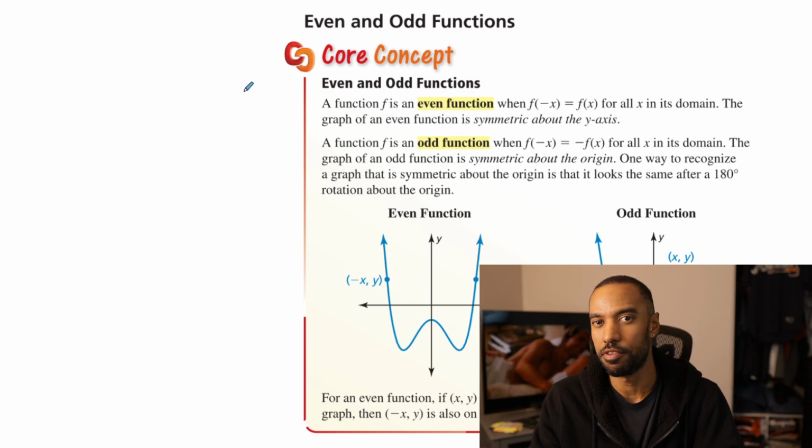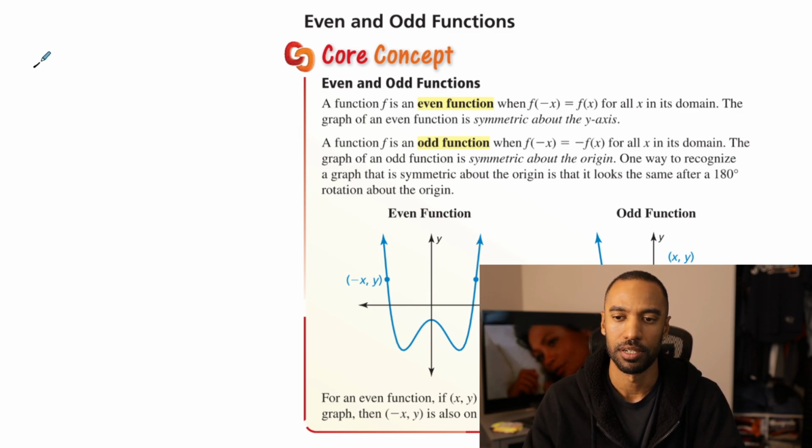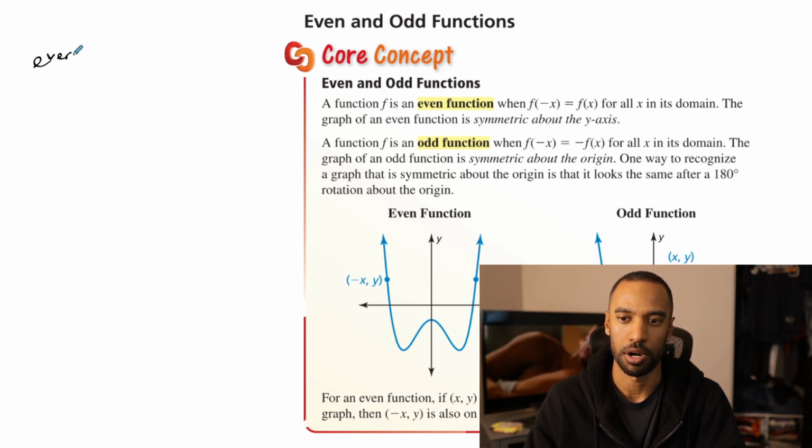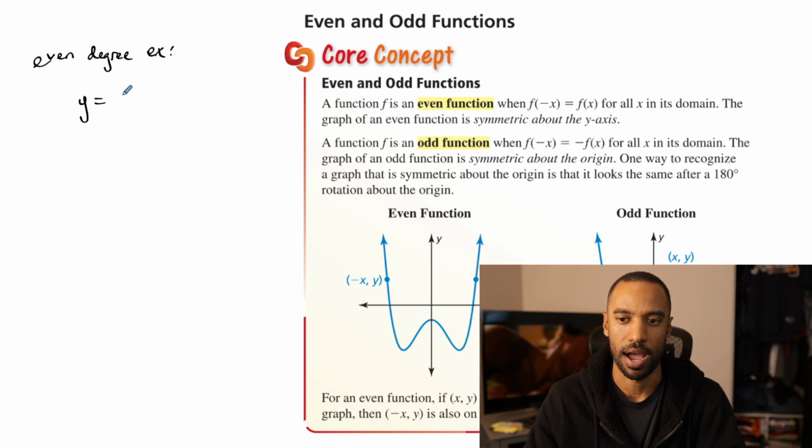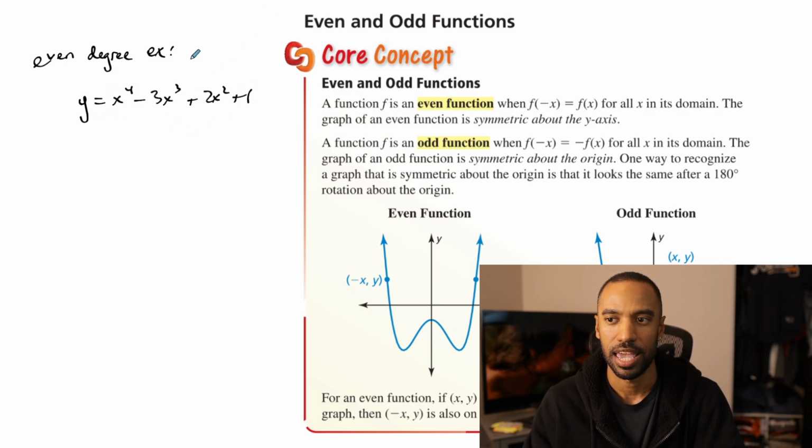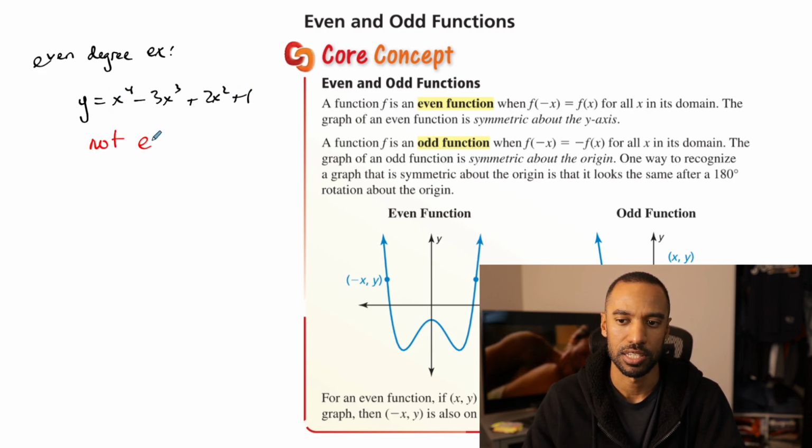Now again, not to confuse with even degree and odd degree. An even degree function is something where the leading term is an even exponent. So an even degree example would be something like y equals x to the fourth minus 3x cubed plus 2x squared plus 1, something like that. But that's not an even function. So there's a difference between even degree and even function.